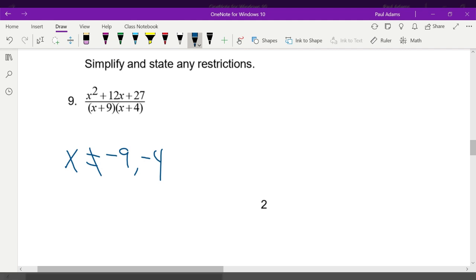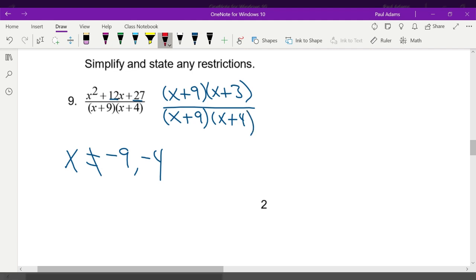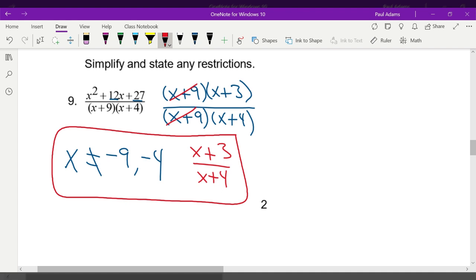Now, we want to factor the top. What two numbers add to give us 12, multiply to give us 27? This is going to be 3 and 9. So this is x plus 9, x plus 3. That's on the top. On the bottom, we have x plus 9, x plus 4. So in this case, on the top and the bottom, what do they have in common? X plus 9. Those cancel. You're left with x plus 3 over x plus 4. And I needed to have both of these situations.